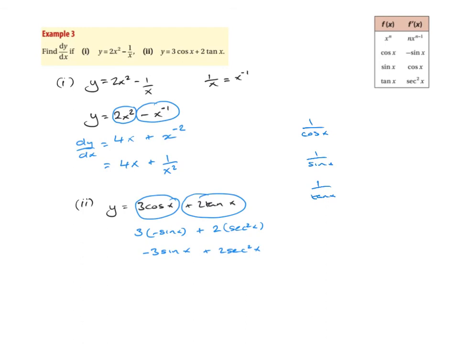They just gave them new names. So 1 over cos x is called sec x, 1 over sine x is equal to cosec x, and 1 over tan x is called cot x. So if you see sec, cosec, or cot, then you know it's 1 over cos, 1 over sine, or 1 over tan, depending on which one you see. So this one here, 2 sec squared x, is 1 over cos x all squared. It's 1 over cos squared x, essentially.